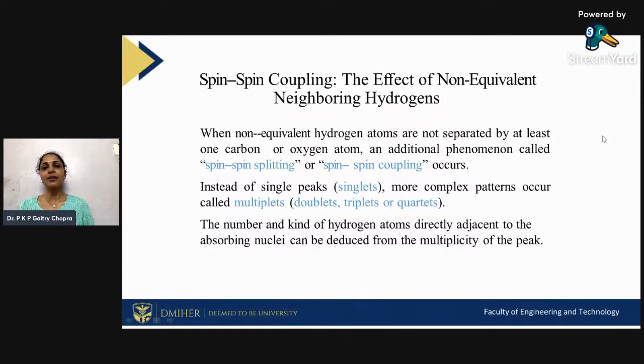So the spin-spin coupling is because of the number and kind of hydrogens which are directly adjacent to the absorbing nuclei. So these will also give us an idea about the nature of the neighboring proton which is present, for the neighboring atom or nucleus which is present next to the one which we are studying.